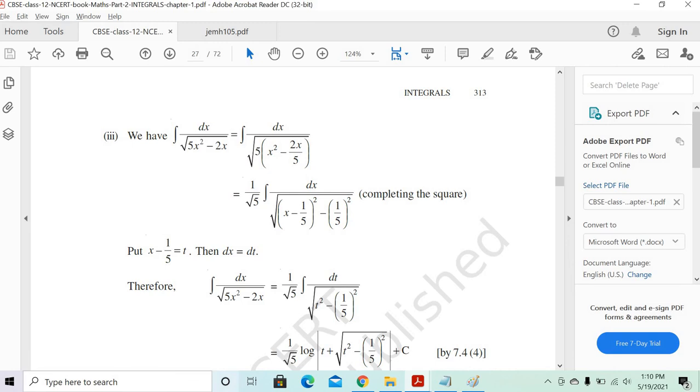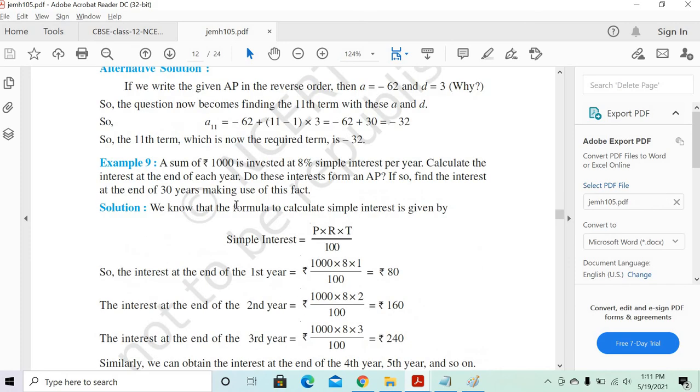Yeah, Shreya, what's the answer you got? Is the question clear to you? I'm still doing it. The question is clear to you also? We have to use the simple interest formula here. Yeah, correct. You are right.